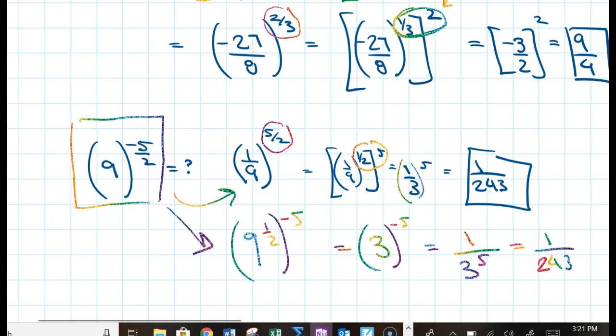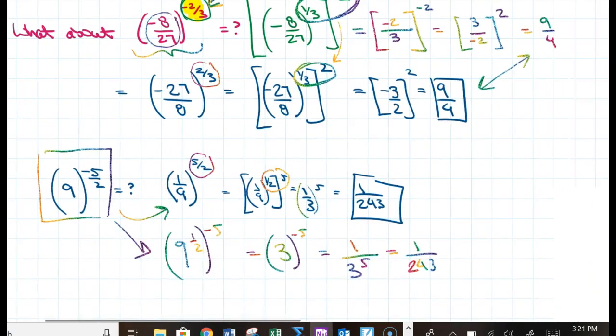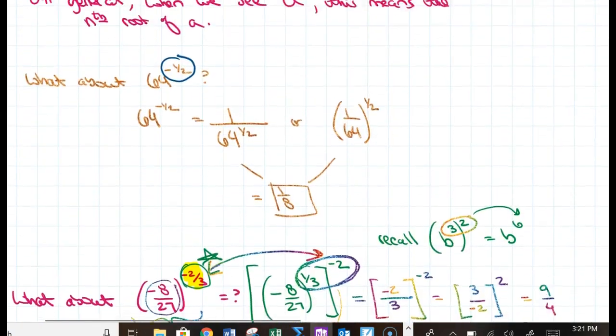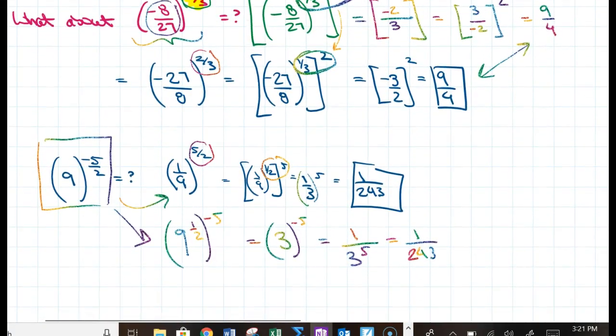243. Okay, so this screencast is just about exponents again, working with some negative exponents. What we're going to do is I'll end it right here, and then I'm going to post some questions that involve evaluating with these kind of negative exponents and rational exponents.